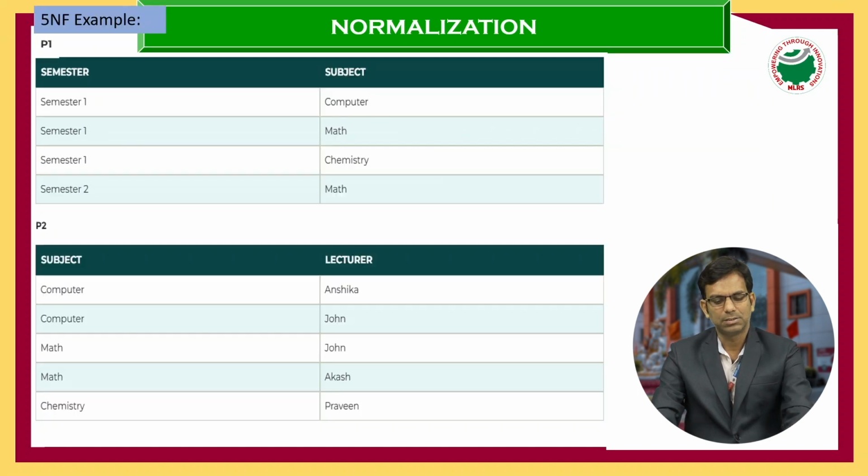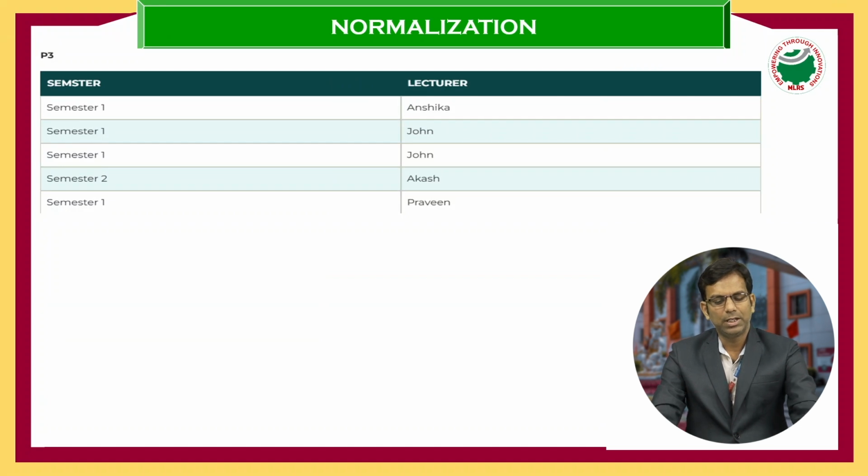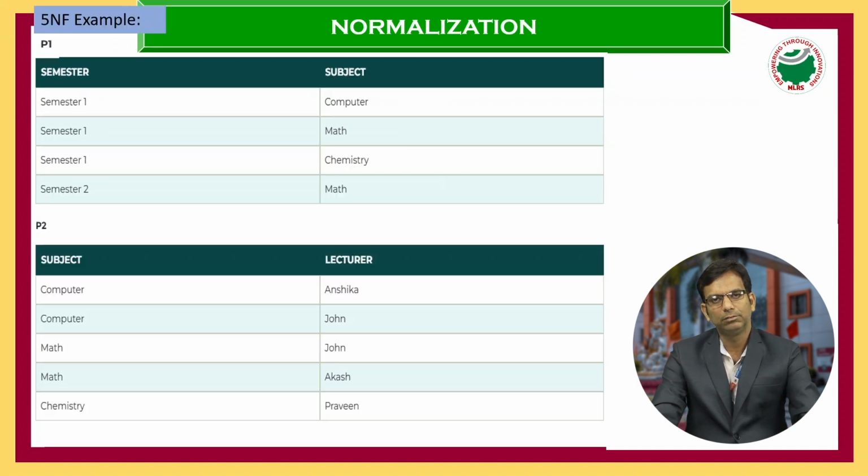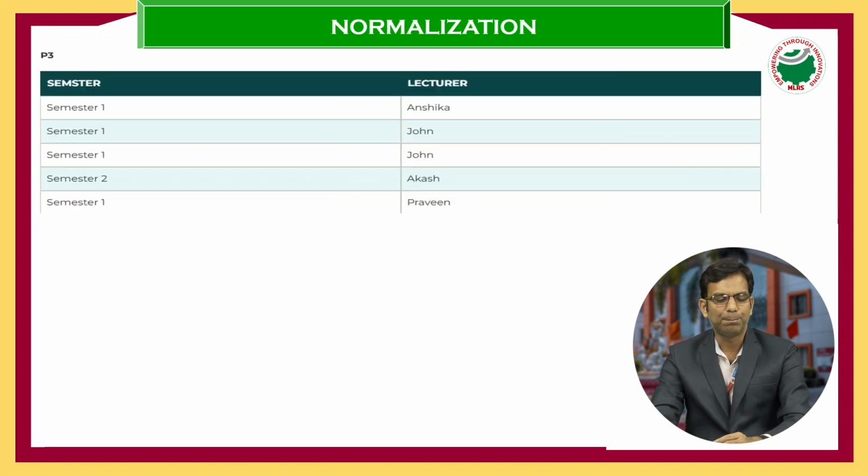Semester 1 subjects are computer, maths and chemistry, and semester 2 subject is maths. So semester 1 has 3 subjects, semester 2 has 1 subject. Then the computer subject is handled by so and so faculty; like that I have given lecturer names. Now here I have done the implementation of the P1 and P2 tables. Whatever data is there in the P1 and P2 tables, I carried forward and applied as semester and lecturer.